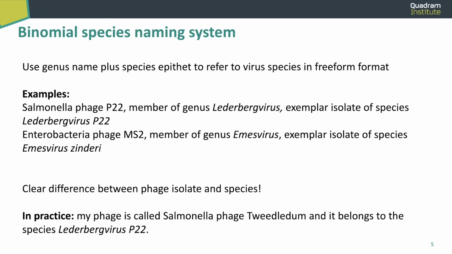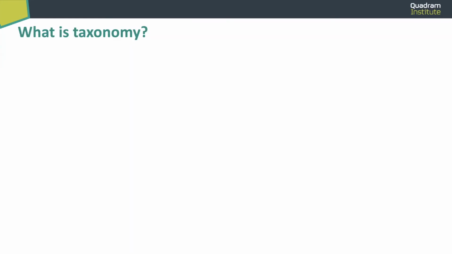In practice, you'd only need to mention this once at the beginning of your paper, saying my phage is called Salmonella phage Tweedledum, and it belongs to the species Lederbergvirus P22. And for the rest of your paper, you just talk about Tweedledum. Okay, that being said, I wanted to get that out of the way because it's quite important. Let's get to the crux of it.